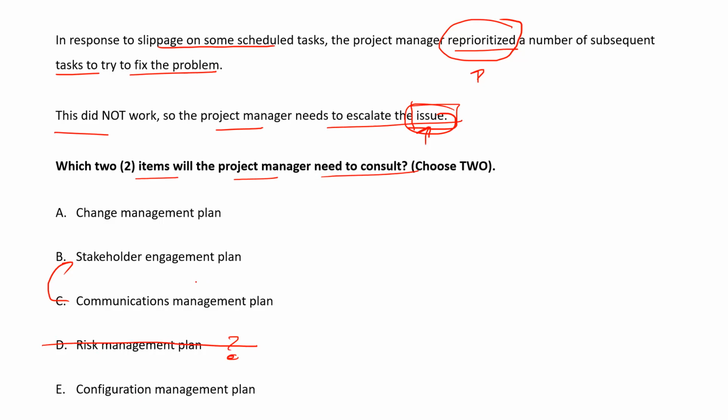Because risk is which has not occurred. Issue is which has occurred. So this is gone. Now we have removed one. Remaining four options. Let's go further. Because it's about the change and you need to inform the people, right? You cannot do the change by yourself directly. So stakeholder engagement plan will guide us. That who needs to be informed and who can approve those changes. And based upon that, you have to communicate the change, what you have done. So people should know about it.